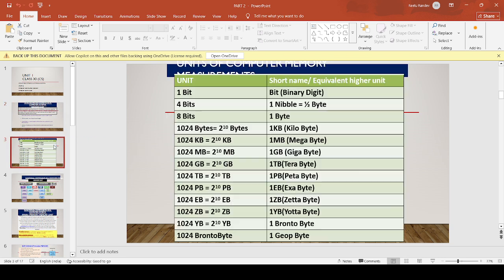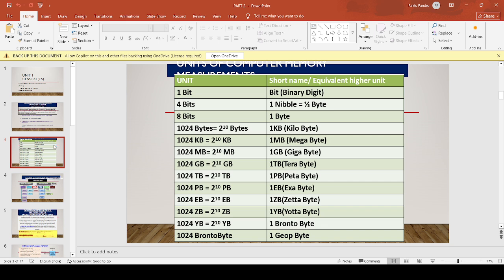Here we see the chart of the computer memory where we see the different units. 1 bit is a binary digit, 0 or 1. 4 bits make a nibble, 8 bits make 1 byte, and so on it goes. 1 kilobyte is equal to 1024 bytes. 1 megabyte is 1024 kilobytes.